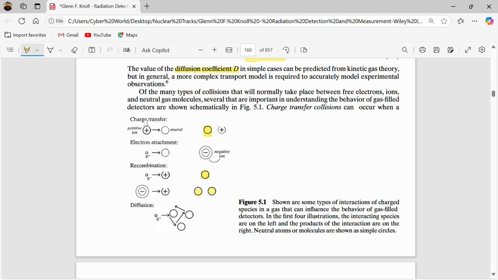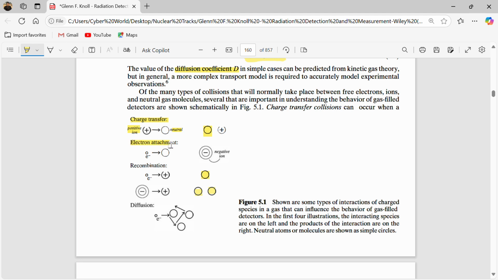Understood? Let's check what happens when a positive charge interacts with a neutral. A positive ion is introduced into the neutral atom, and this is called charge transfer. The positive ion transfers its charge to the neutral, so it becomes neutral and the other becomes positive. Understood? This is one of the interactions.